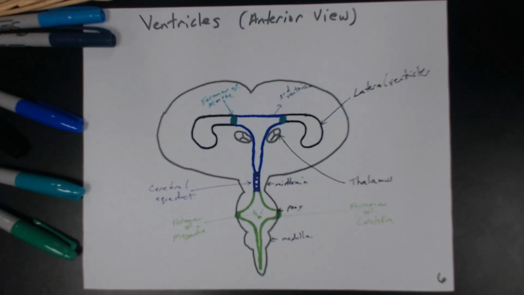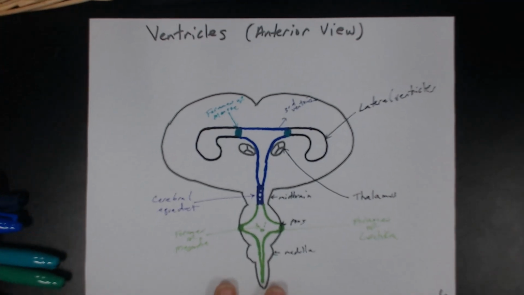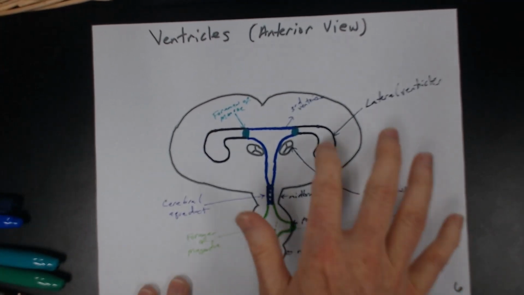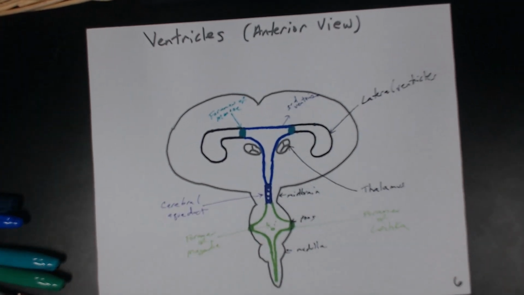Okay, this is from the last time we had finished up with the ventricles, or the anterior view of the ventricles. And what I did is I just drew in the ventricles here, and I said we were going to connect the meninges and then put everything together.